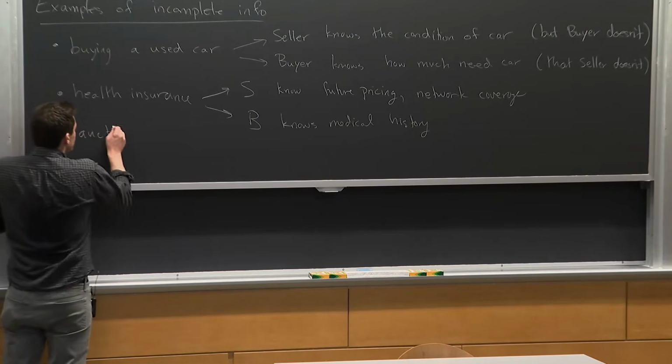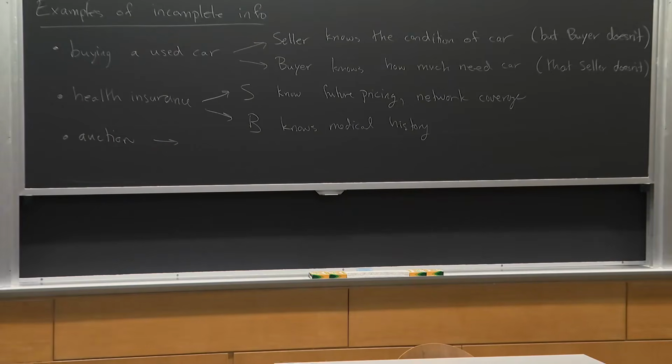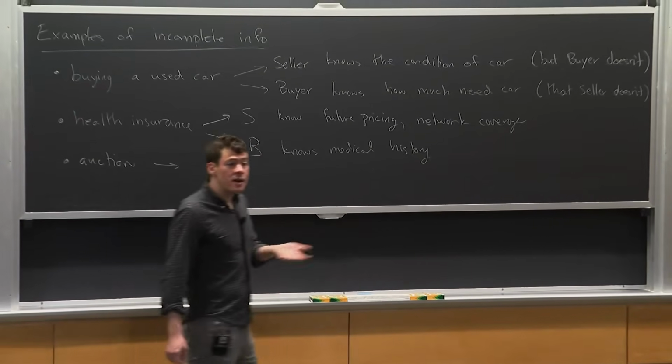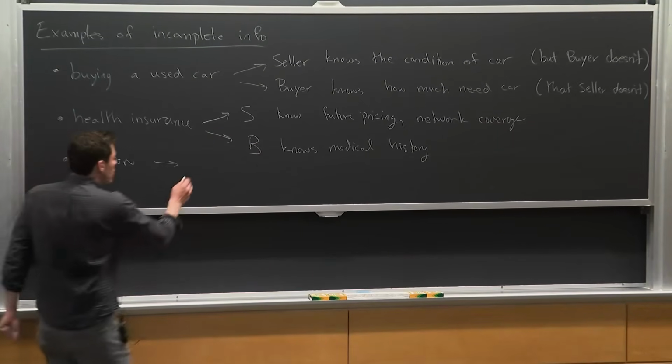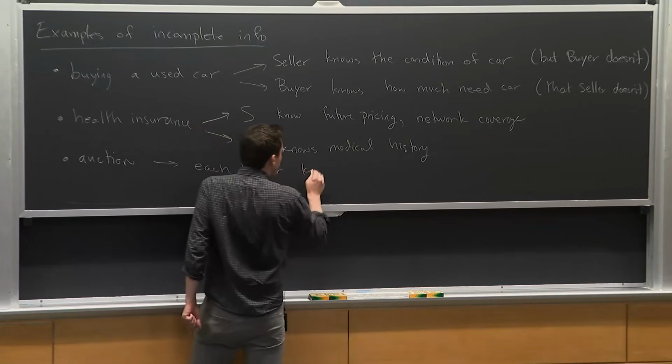What about in an auction context? Well, here it's sort of the classic case. When the bidders show up to an auction, the bidders generally know how much they value the item being auctioned, but the other bidders don't know that, right? So each bidder knows her value for the good.